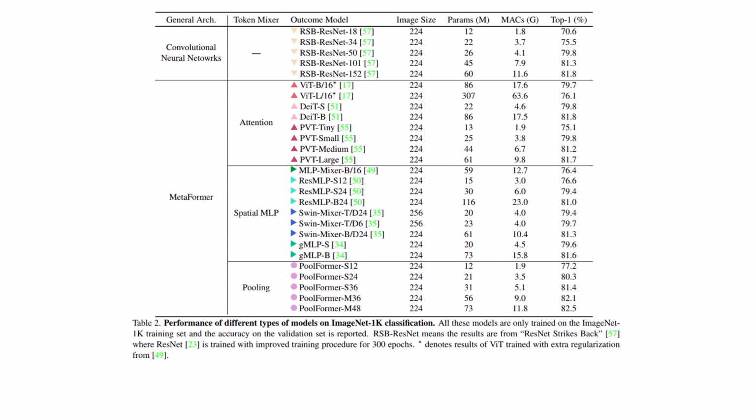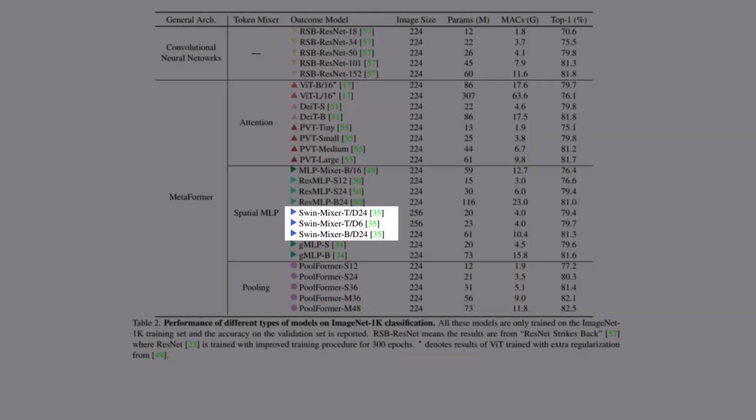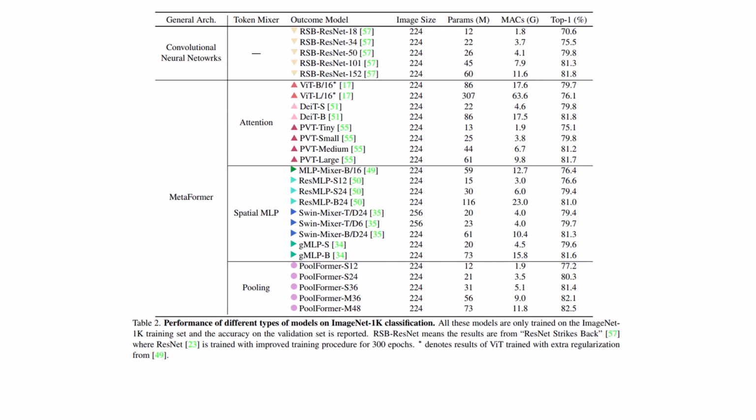But I guess they are making a mistake here, and this Swin Mixer that they are denoting here is actually the Swin Transformer if you look at reference 35, which is actually a vision transformer, and vision transformers are using attention. But for some reason, I guess they mixed that up and categorized that as a spatial MLP, which is wrong. But let's just forget that.